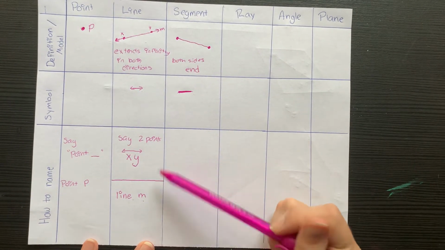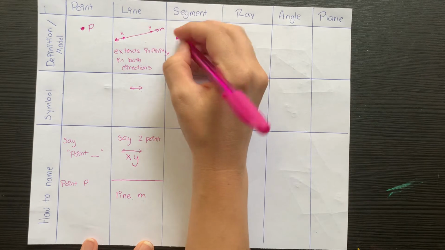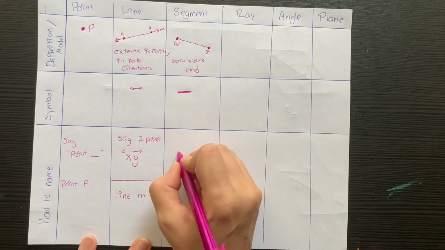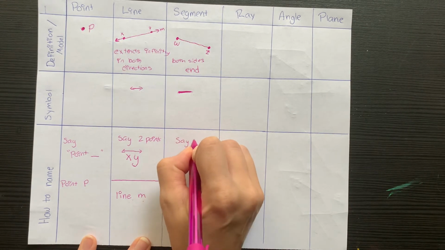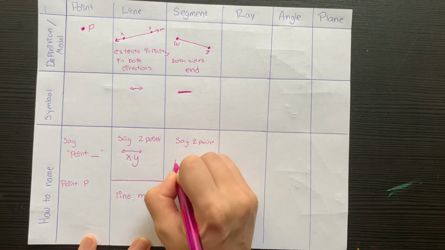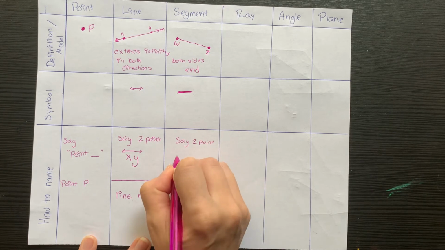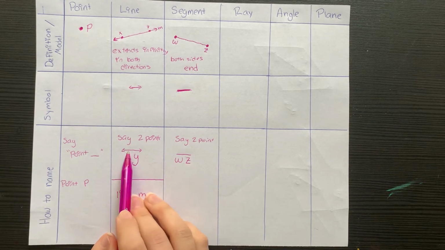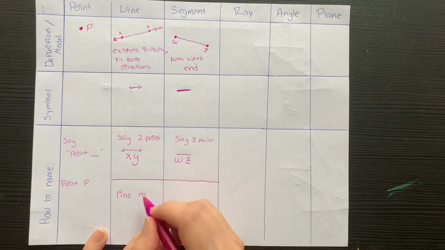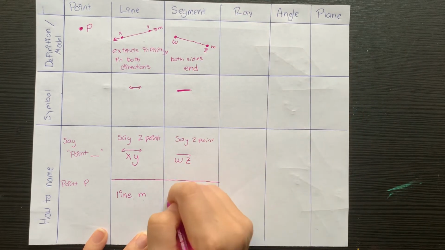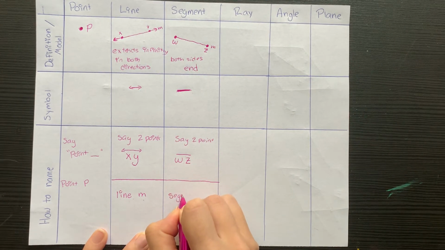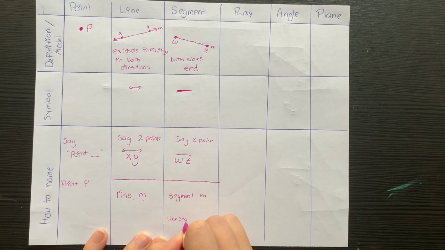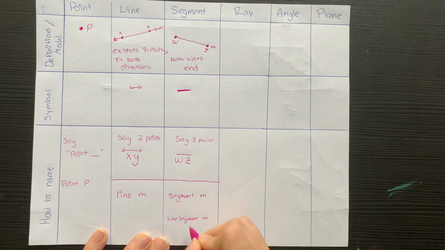Right? You name it very similar to line. So we'll call this one WZ. This one, when we say the 2 points, we'd say WZ with just the line on the top. Right? This tells me that this was a segment and not a full line like this one was. You can also use that letter there, but you would write segment, or sometimes it'll say line segment M. Either way, it's fine.